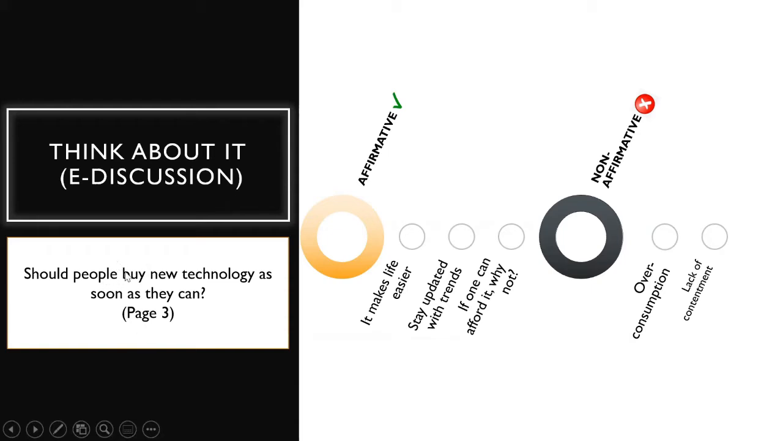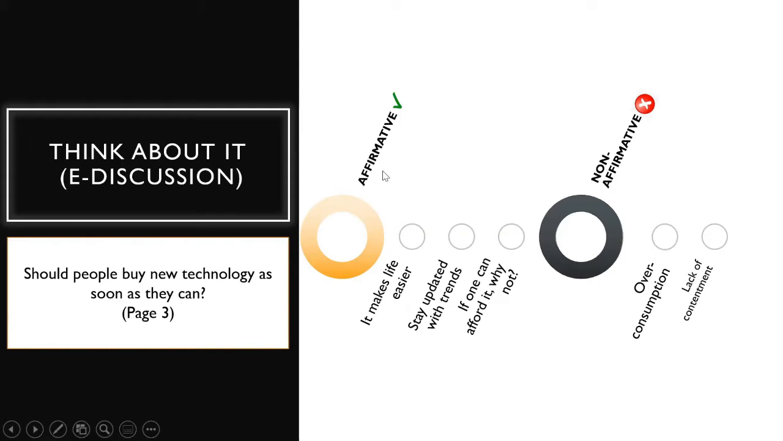Because we are doing this online, for the discussions, I will look at two sides of the question. We will have the affirmative side, and affirmative basically means you agree, okay? You agree with the topic. And then I will also look at the non-affirmative side, which means you disagree. Our discussion topic from page 3 is, should people buy new technology as soon as they can?